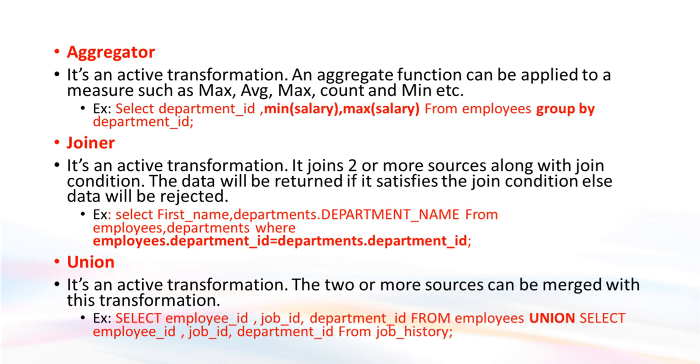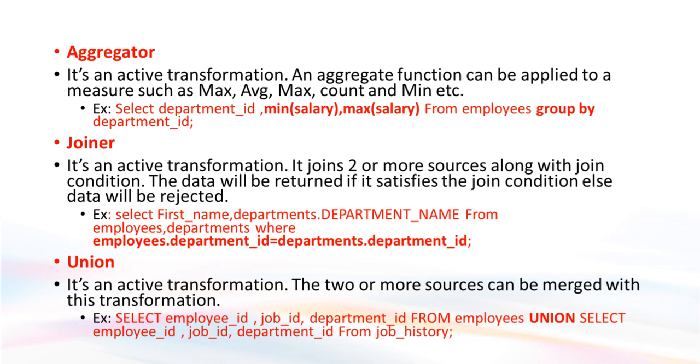But in union, two or more sources can be merged with the transformation. See the query here. Select employee ID, job ID, department ID from employees. This is one table. And union, select employee ID, job ID, department ID from job history. This is a different table. But even though both tables are different, we are merging the data by using the union operator. It will eliminate the duplicate records. We will get all the records from the first table and the second table, but duplicate records will be eliminated. That is the union operator. So this is basically called union transformation.